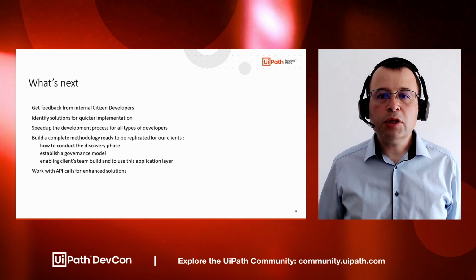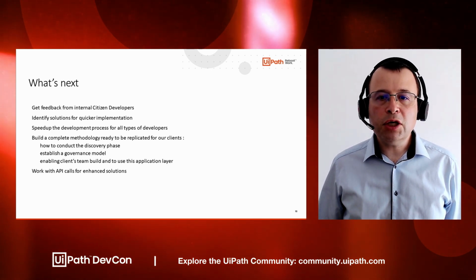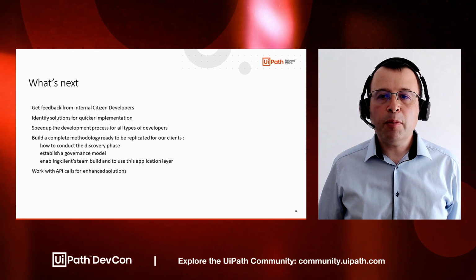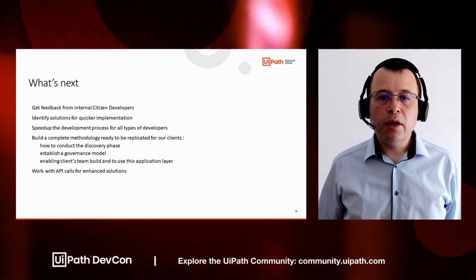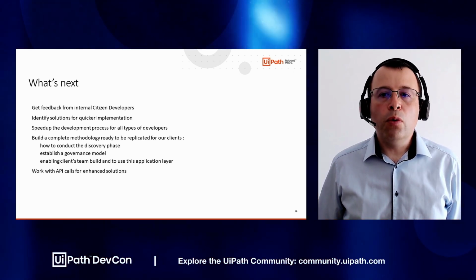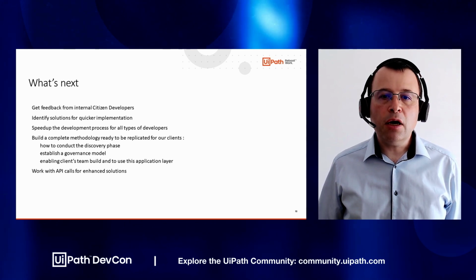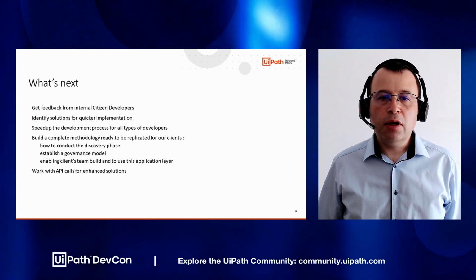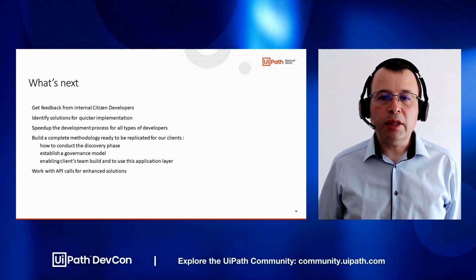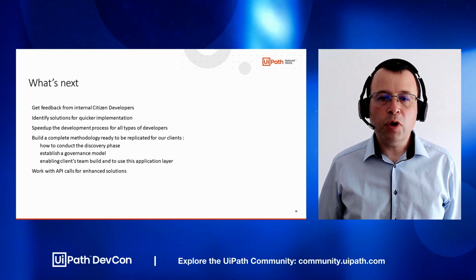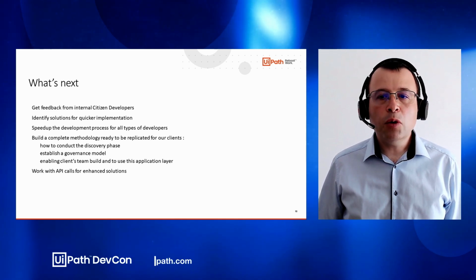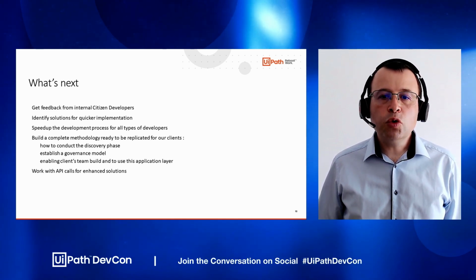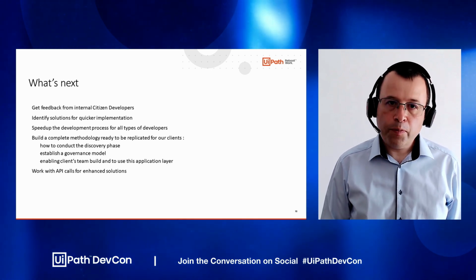For them, we should design components that might not mimic strictly the user interface, but can access the applications in an optimal way. REST API call or working with backend storage data are some examples. As I mentioned before, this is just a pilot. After enough validation inside UiPath, a complete methodology should be formulated. We have to explain how to conduct the discovery phase, how to put in place a governance model, and how to enable client COE team to build a robust application layer.